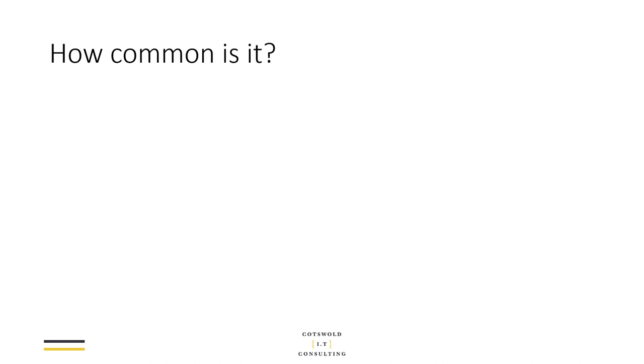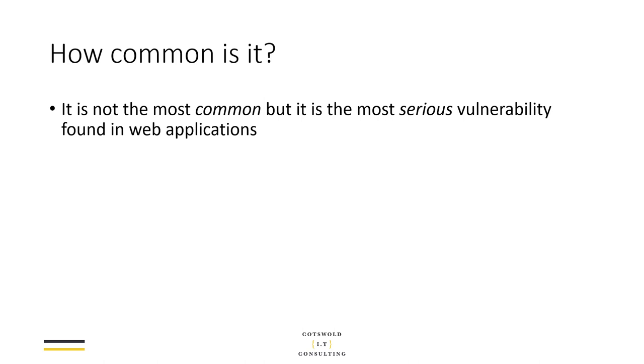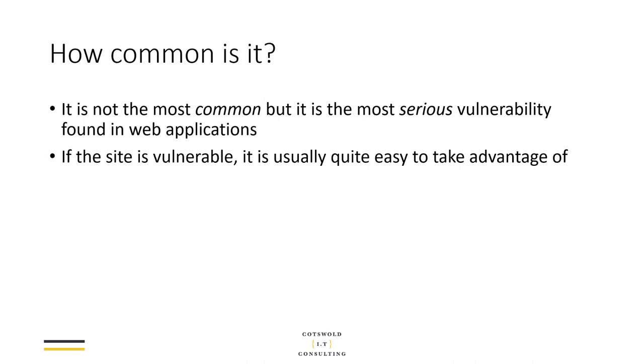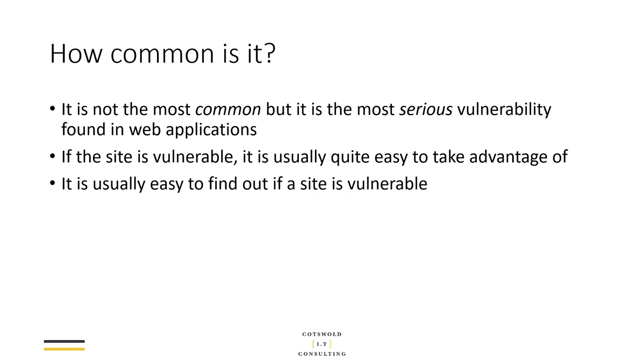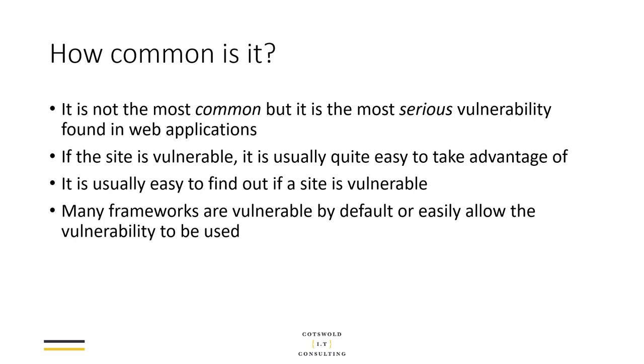So how common are we talking about here? Well, as we saw in the grid earlier, it's not the most common. It's not a 3 out of 3, but it is the most serious vulnerability because even though it's not common, we're talking here again about detect. This is exploitability. If the site is vulnerable, it's very easy to take advantage of, and I'll show you how easy in a second. It's very detectable. And so despite the fact that it's not the most common, this does make it serious.